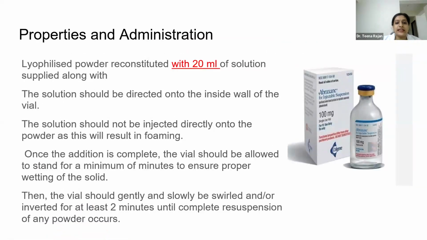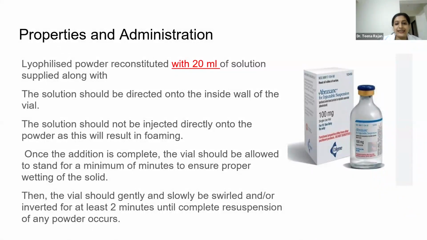Now coming to properties and administration of the drug. This comes in a 100 mg vial as lyophilized powder, and you will be provided with a separate sterile solution, a 20 ml solution. You have to inject this 20 ml solution through the side of the container into the vial, and be very careful that you do not put it directly onto the center part of the container, because it will result in profuse foaming of the drug.